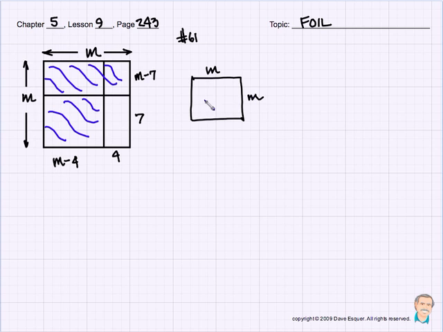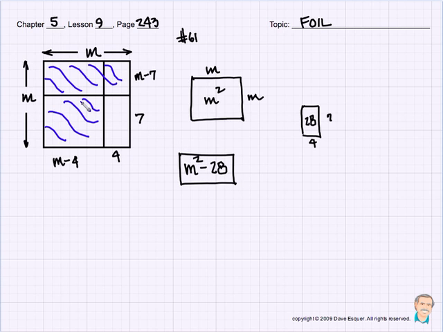The interior of the entire box would be m times m, or m squared. And then we can find the area of the little piece that we need to subtract, which is a 7 times 4, which gives us an area of 28. So just by subtracting very quickly, we could say that the area of the shaded area is m squared minus 28. And that would be our answer.